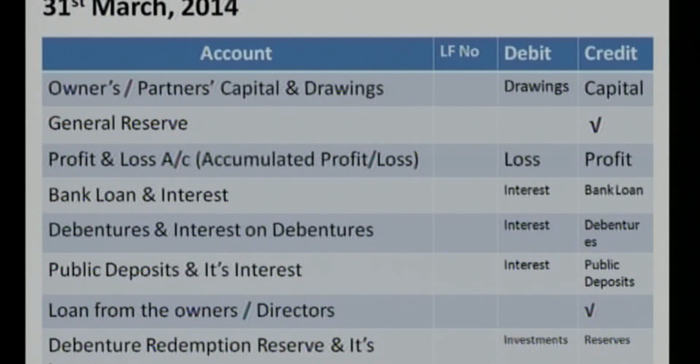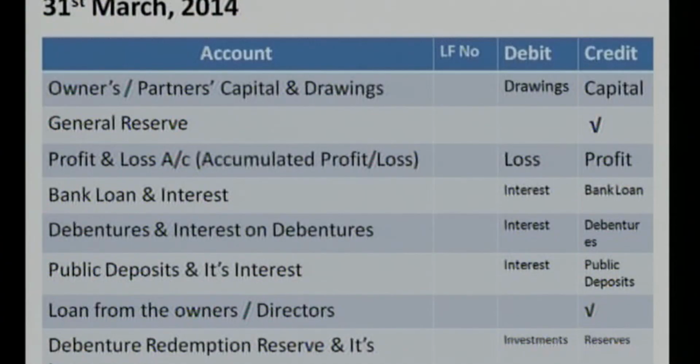Debentures being the long-term liability of the business, it bears the credit balance, but interest on the debentures being the financial expenditure of the business, it bears the debit balance. Next one, public deposits and its interest. Again, if the business has received the deposits from the general public, then it is the long term liability of the business, so it bears the credit balance, and business has to pay the interest on such public deposits, which is the financial expenditure of the business, so it bears the debit balance. Loan from the owners and the directors or the employees, again being the liability, it bears the credit balance.